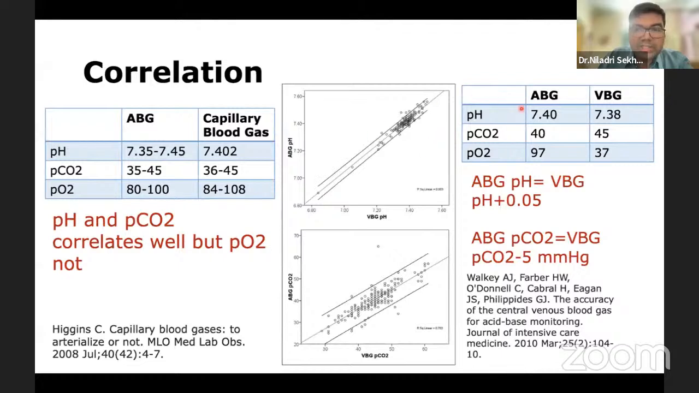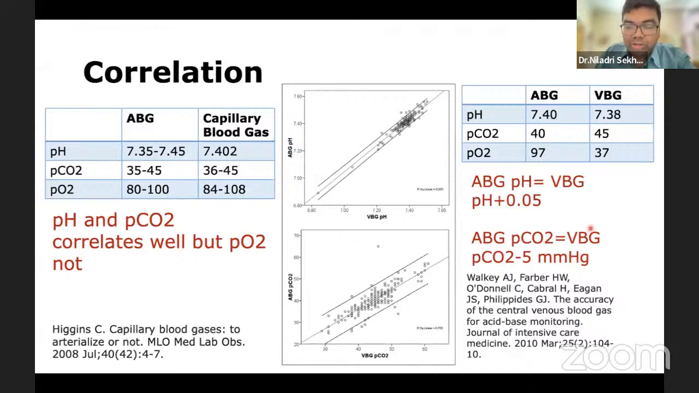Similarly, on the right side, there is a graph showing the VBG and ABG scenario. You can see that VBG and ABG mostly correlate other than the PO2 part. Why the PO2 part? Because obviously it is a venous gas, so the venous PO2 will be low. You can use this simple equation to correlate between ABG and VBG: ABG pH will be VBG pH plus 0.05, and ABG PCO2 will be VBG PCO2 minus 5 millimeters of mercury. Very simple to remember.